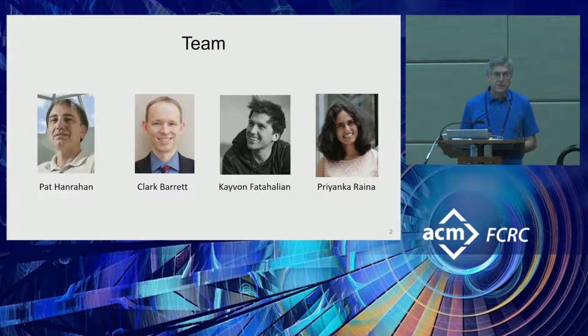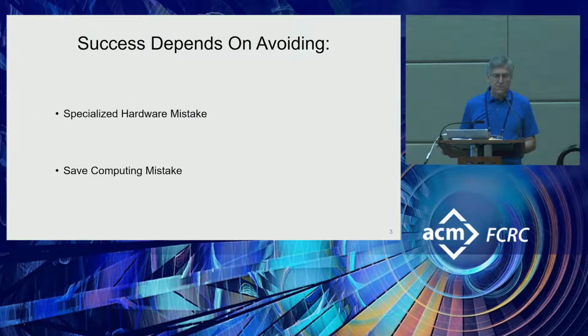If you're thinking about trying to do Agile hardware, I think the first thing we have to do is avoid some common pitfalls that people fall into. The first one I'll call the specialized hardware mistake, and the second one I'll call safe computing. The specialized hardware mistake is very common because it's actually what we teach people to do in architecture classes.